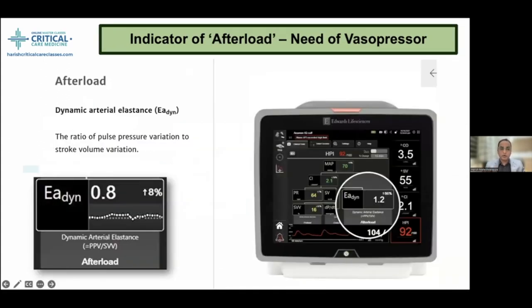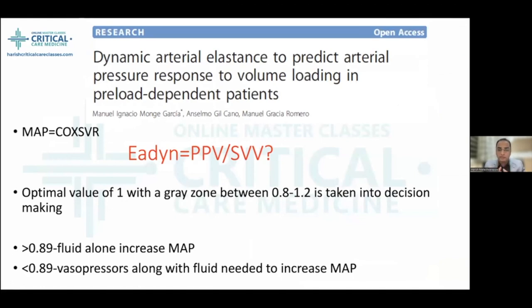Then what about the other index, called dynamic arterial elastance? This is the ratio, as I already told, of PPV by SVV. That tells about the afterload. We know that when it comes to increasing the blood pressure, the mean arterial pressure, either we can play around with the cardiac output or straight away constrict the peripheral vessels by increasing systemic vascular resistance. But we need to understand whether this particular patient needs fluid or whether we can constrict the vessels to increase the blood pressure. That we get from the arterial pressure response, this dynamic arterial elastance, which is the PPV by SVV ratio.